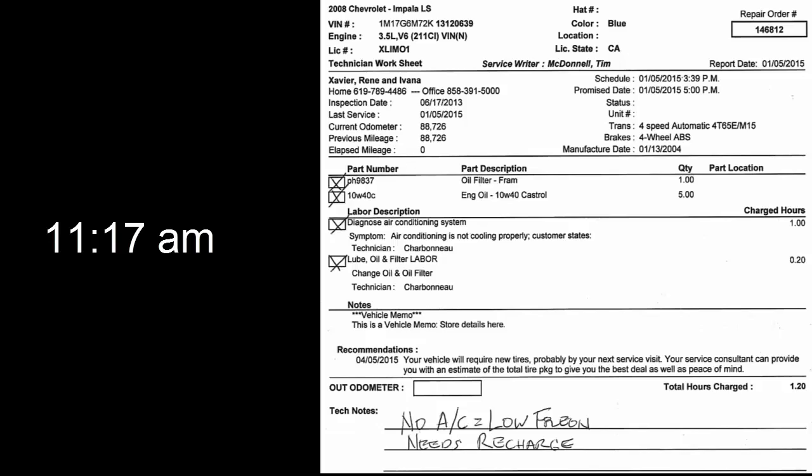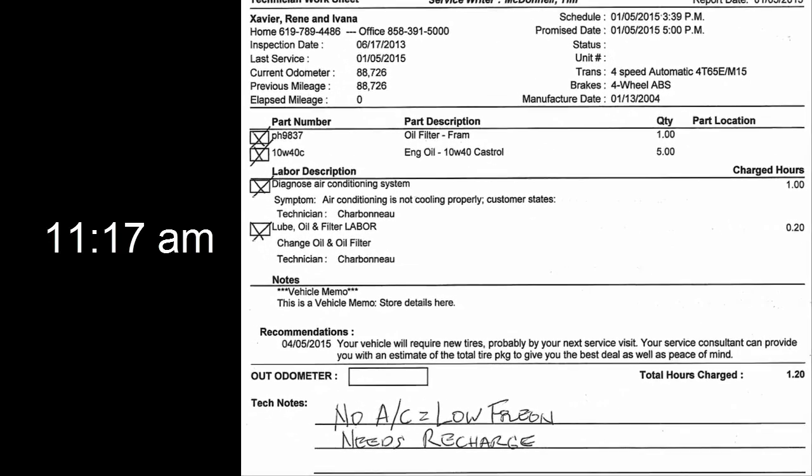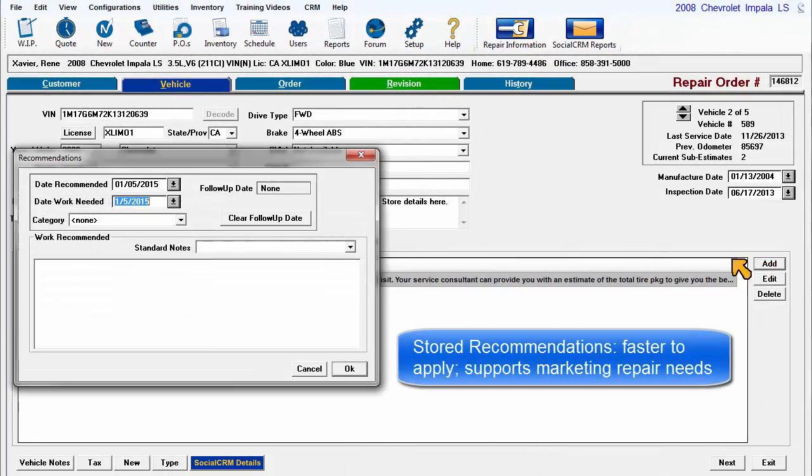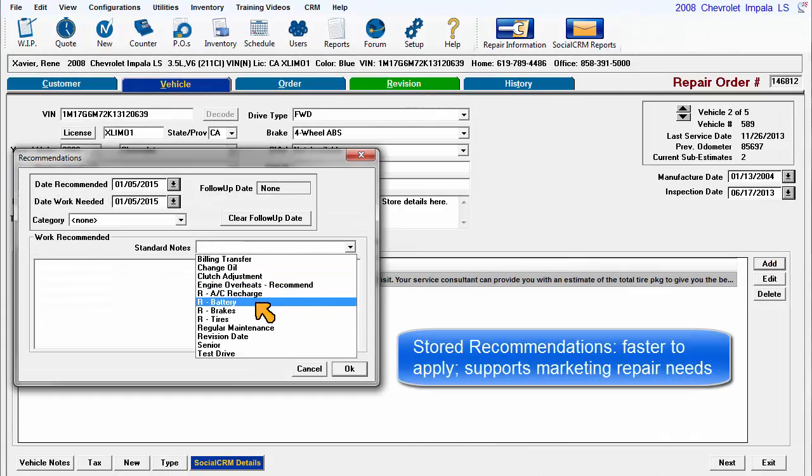The technician worksheet comes back and confirms the AC doesn't work because the Freon is low. Because this is a fairly common complaint, we created a stored recommendation so that we don't have to type it out every single time.